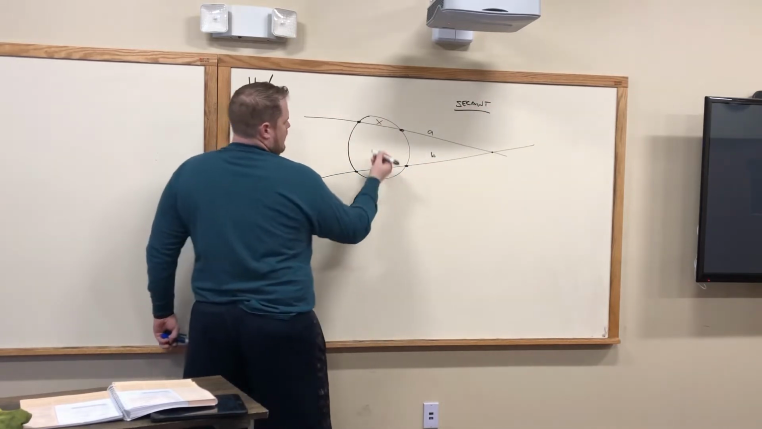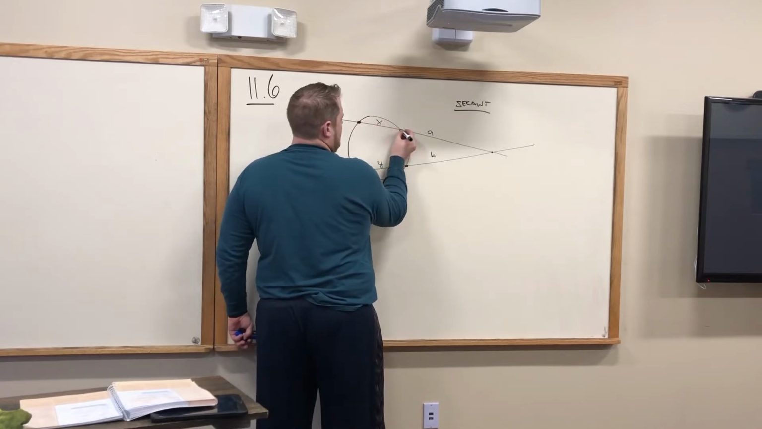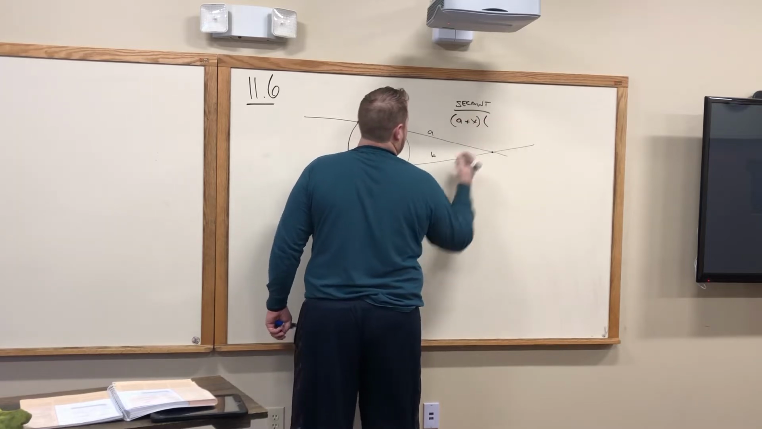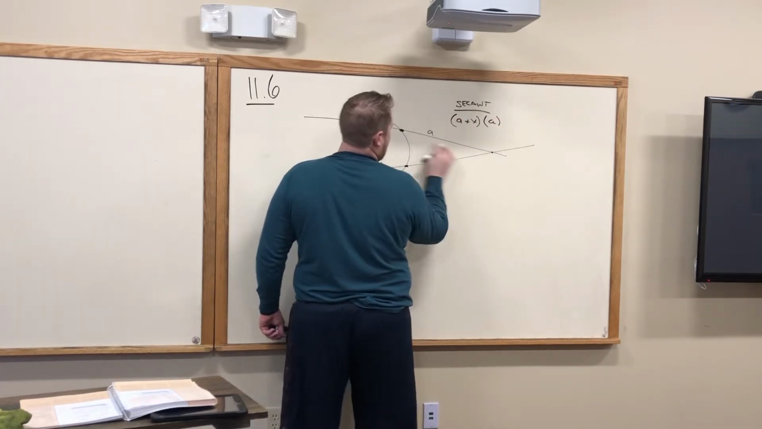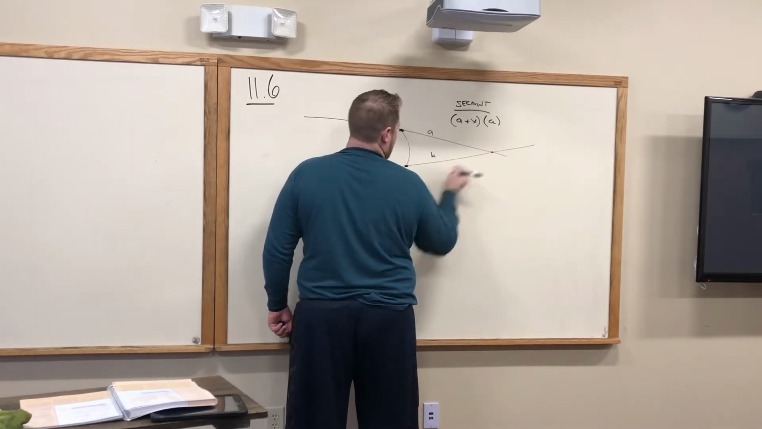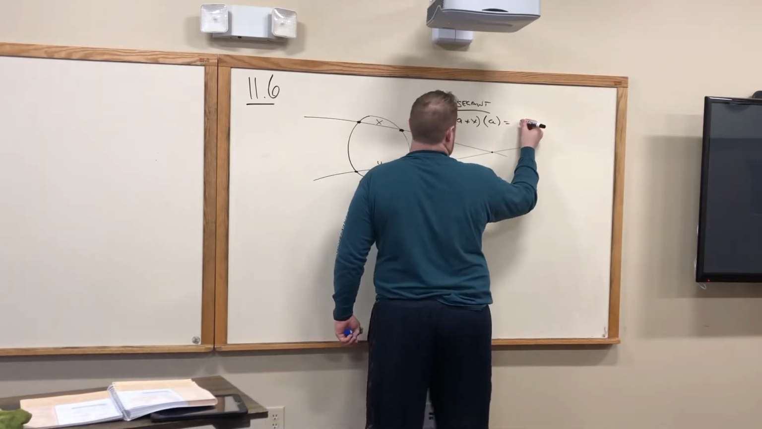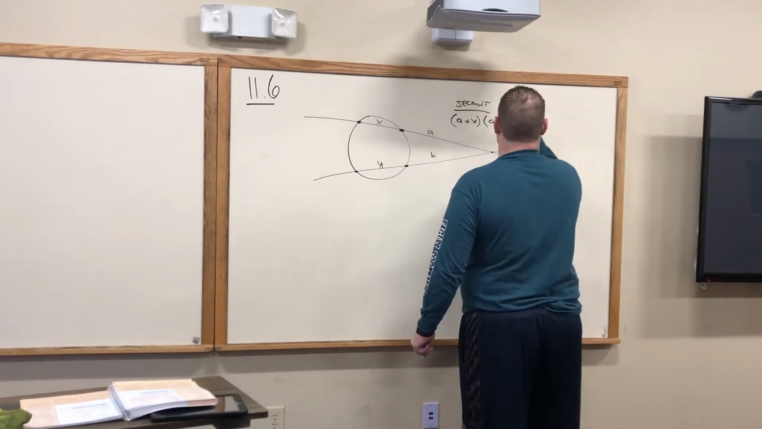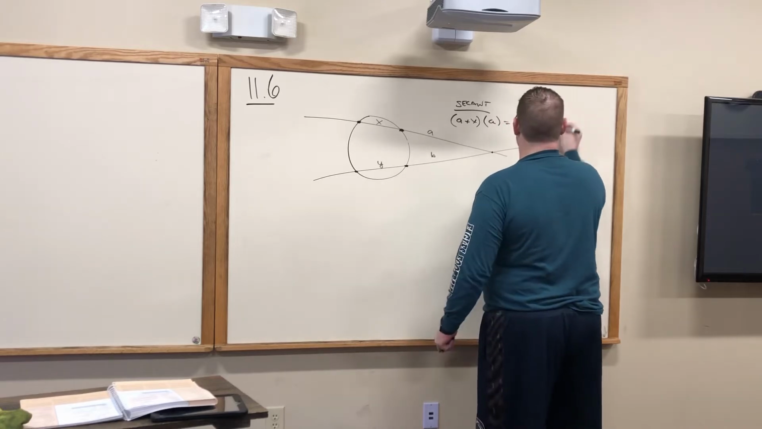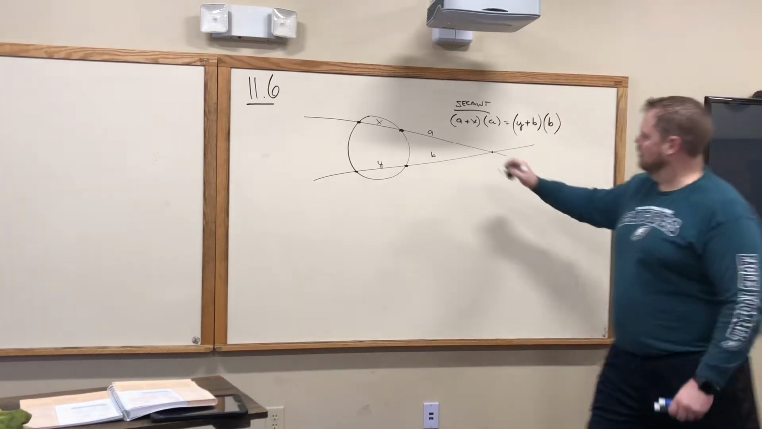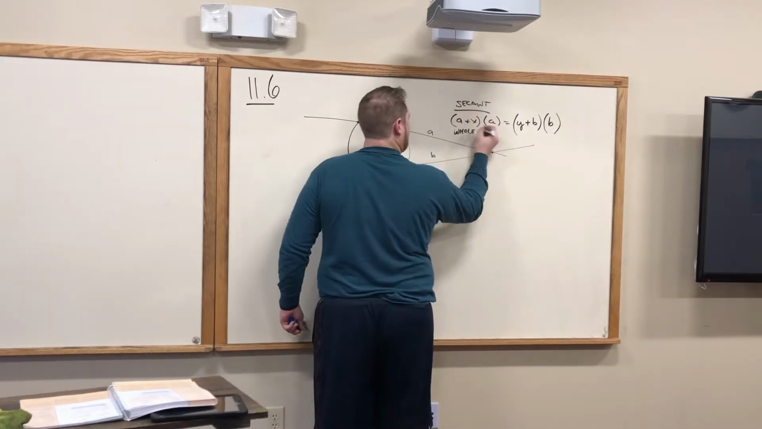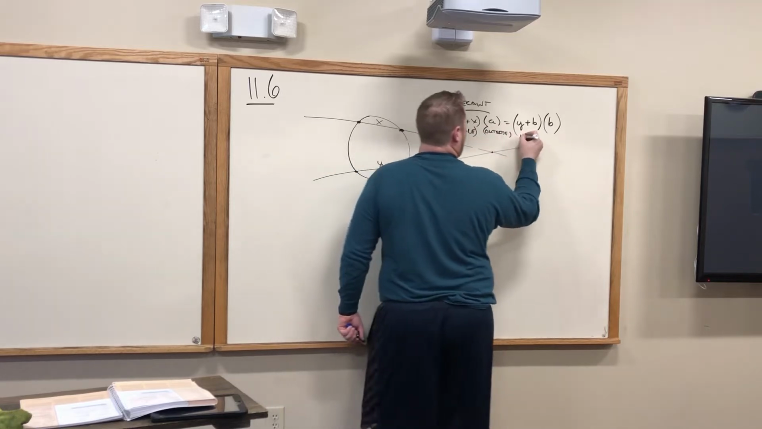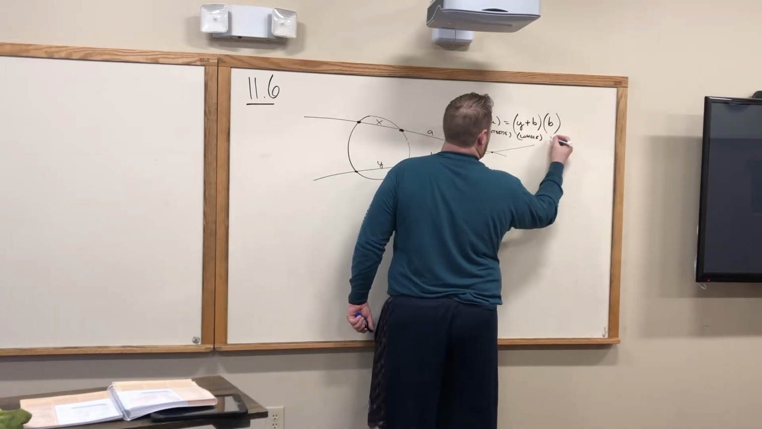Okay, here we go. The whole thing, a plus x, times the exterior, what's outside, so that's a, equals the whole thing, y plus b, times just the outside. So it's the whole outside. Whole outside.